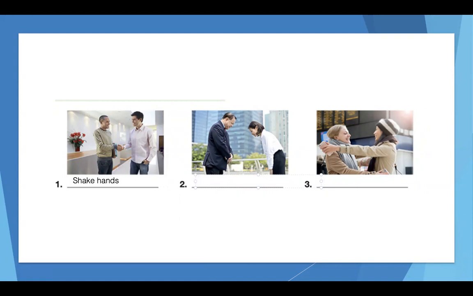How about picture 2? What is this showing? This one is showing bow or to bow. And this is more common in a lot of countries in Asia, like Japan. Finally, what is picture 3 showing? This one is hug. And sometimes people in the United States hug if it's a close friend, but you also see this in some European countries like Italy and some Southern and Central American countries.